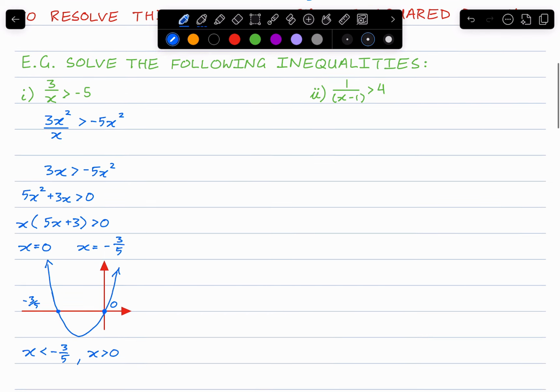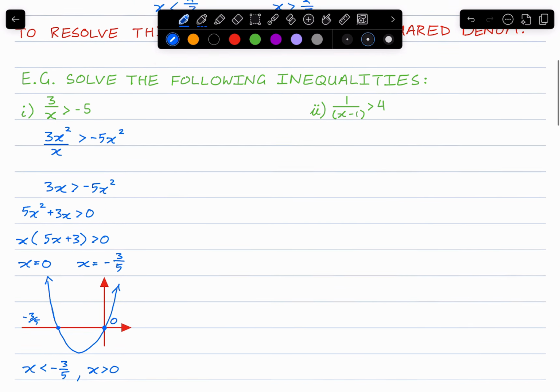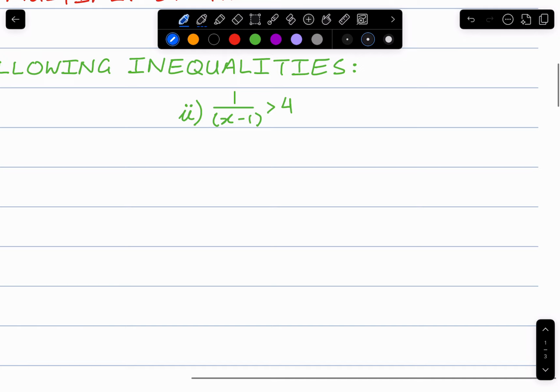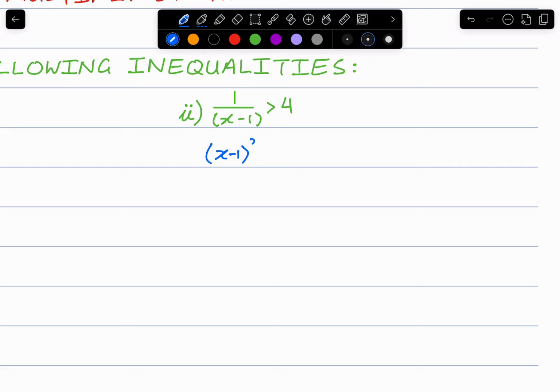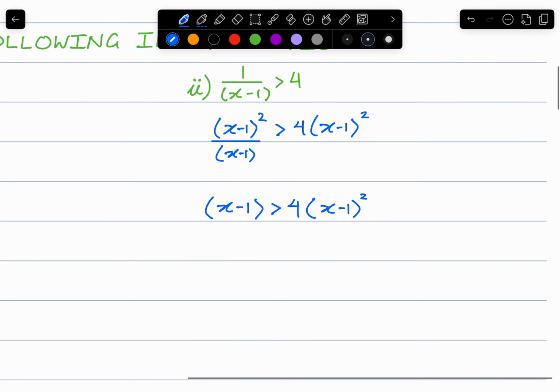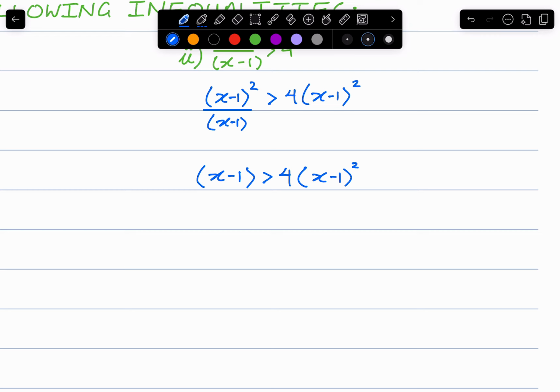All right, so let's do another example, and I'll show you all the steps along the way. So once again, we're going to multiply by x minus 1 all squared. So x minus 1 squared over x minus 1 is greater than 4x minus 1 squared. This will cancel out this on the left-hand side, leaving this as x minus 1 greater than 4x minus 1 squared.